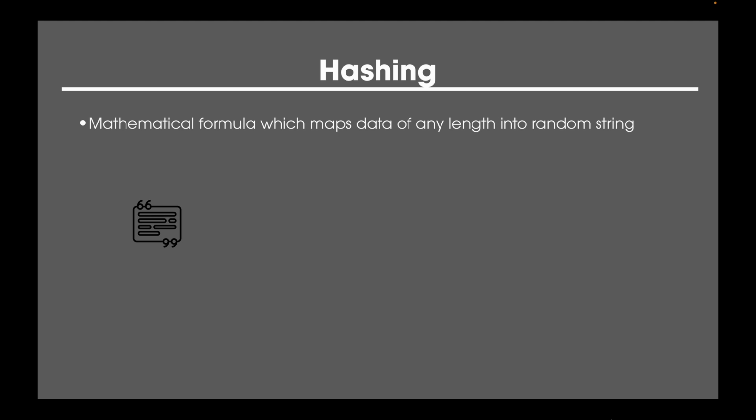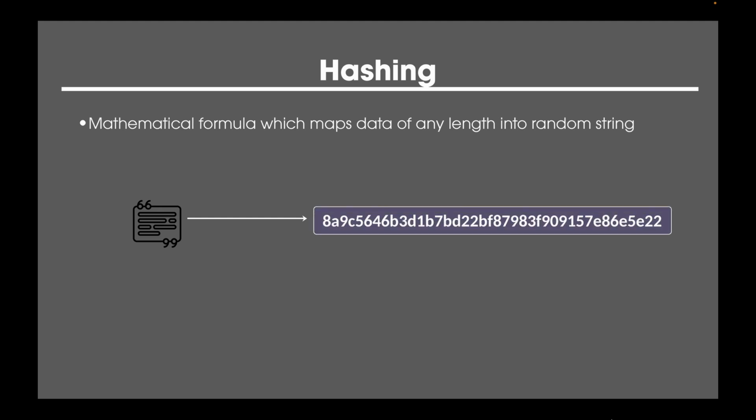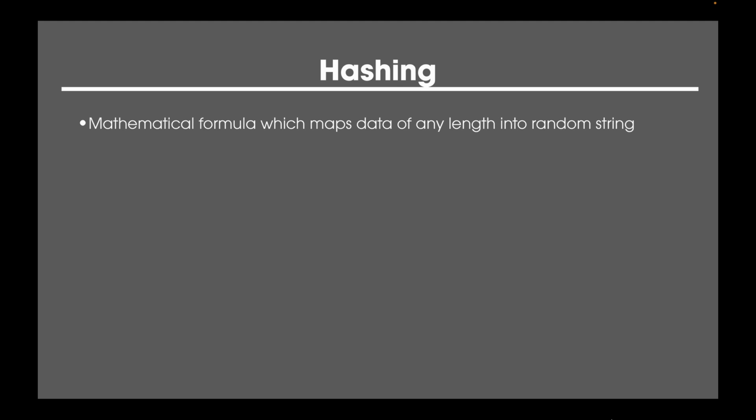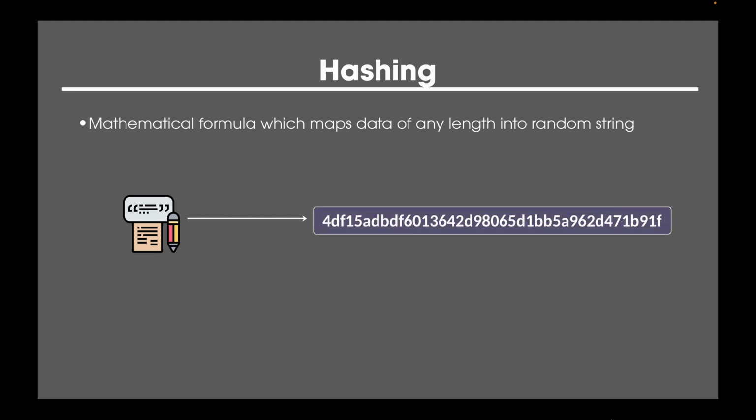Secondly, if we pass an entire paragraph through the same hash function, it will still generate a random looking sequence, but this time the output will be different from the one generated by the single character. Third, when we input a full page of content and apply the same hashing function, the output will again be a random sequence of characters, but crucially, it will be the same length as the outputs for the single character and the paragraph.